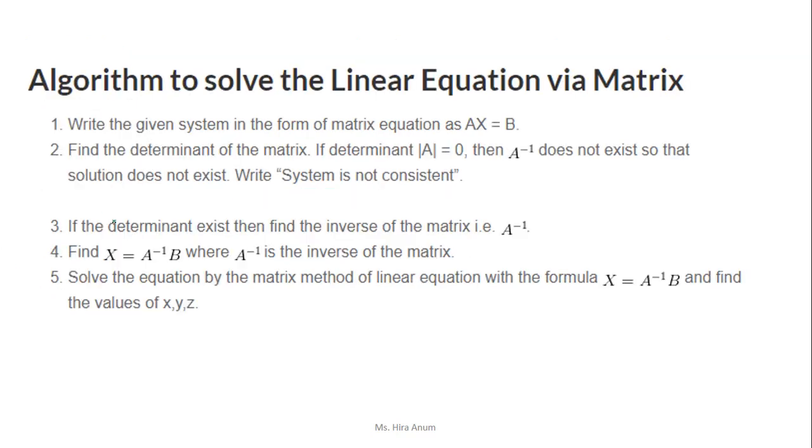Algorithm for this: write the given system in the form of a matrix equation. Find the determinant of the matrix. If the determinant equals 0, then the inverse will not exist, so the solution does not exist, so we need the inverse to exist. If the determinant exists, then the inverse exists, and then this procedure will be applied.